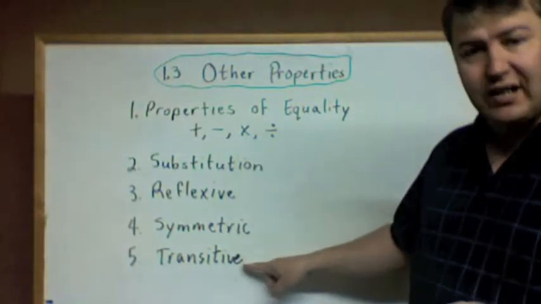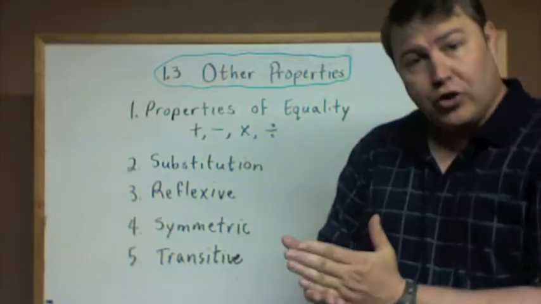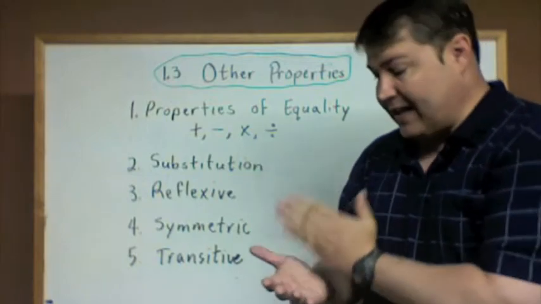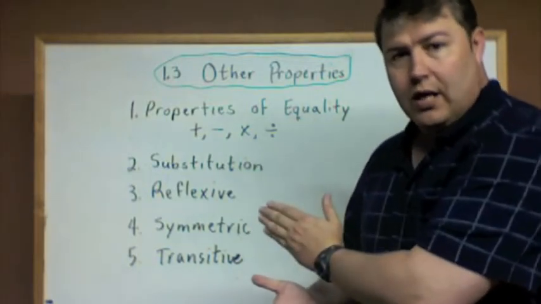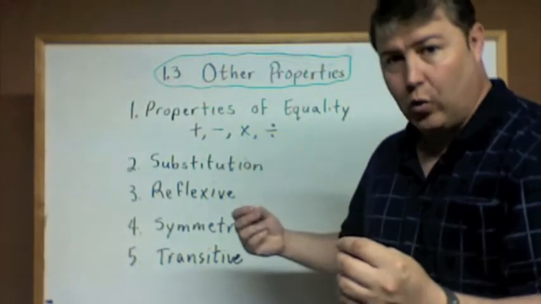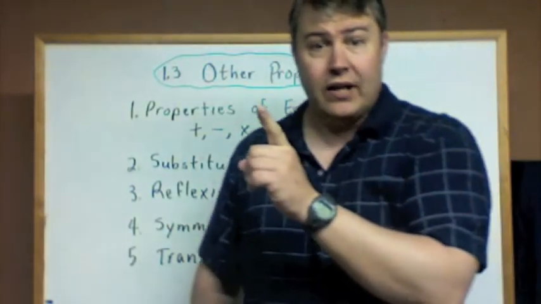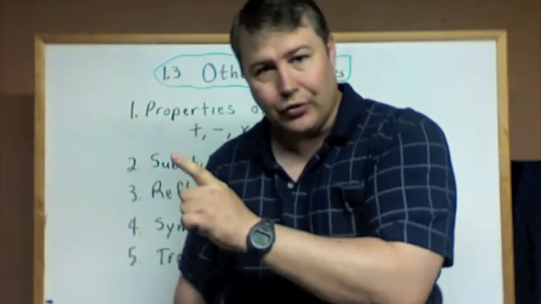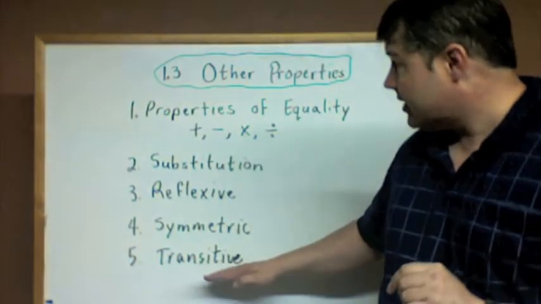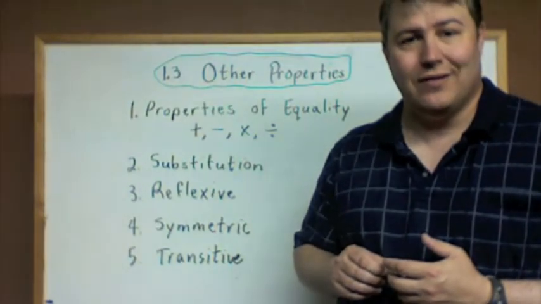Finally, the transitive property, and this will come up quite a bit. This says if a first quantity equals a second quantity, and if that second quantity equals a third quantity, then what do you suppose has to be true? The first quantity has to equal the third quantity. In other words, if A equals B, and if B equals C, then it has to be true that A equals C. All right? And that is the transitive property. Now let's go to a few examples.